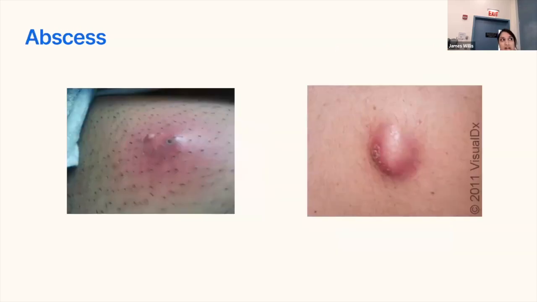And then abscess as well, we do see this a lot. It's a localized collection of pus surrounded by inflamed tissue, usually caused by a bacterial infection. MRSA is one of the most common causes of this. And it's obviously very tender with surrounding induration and fluctuance.